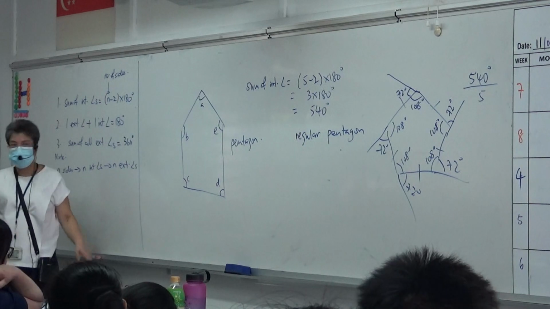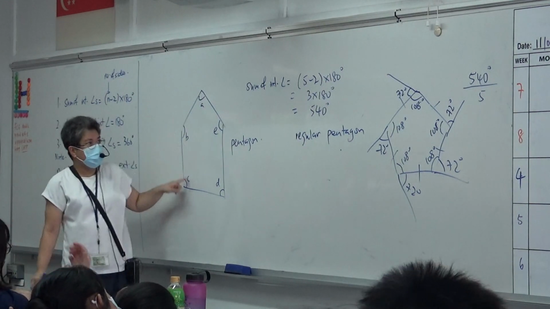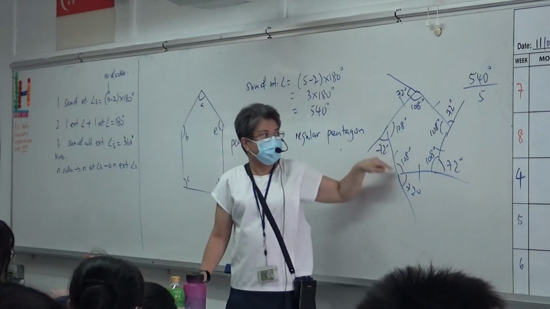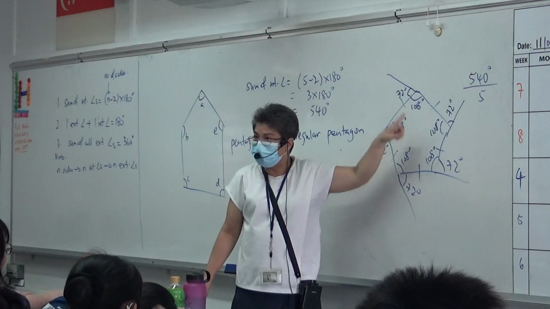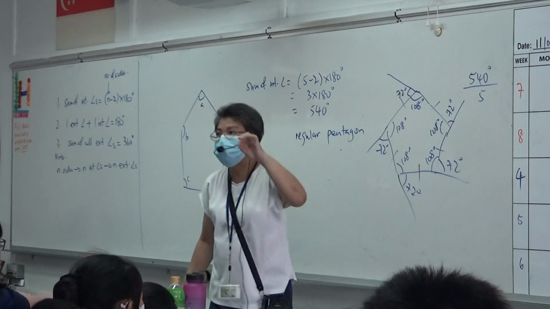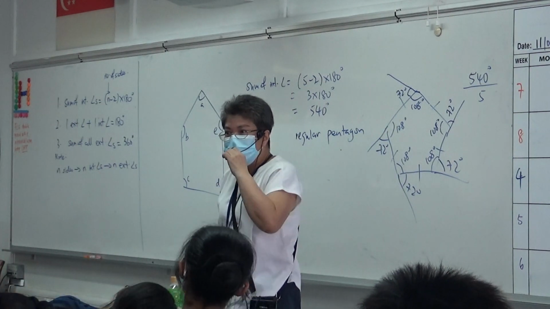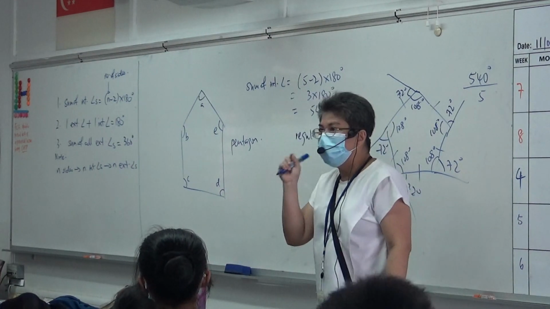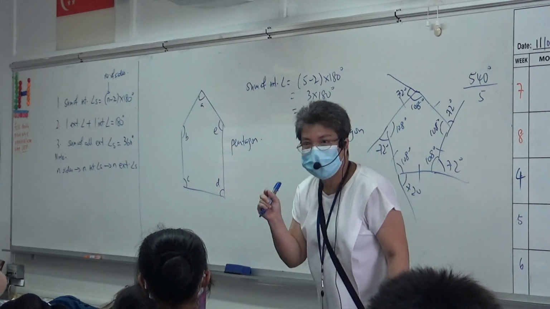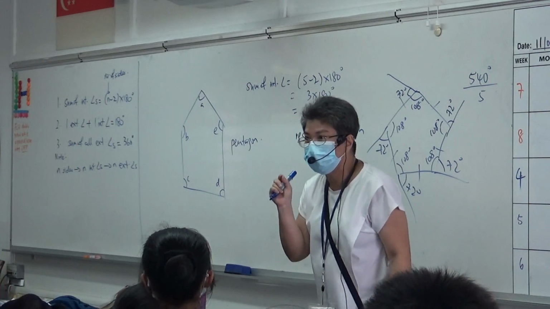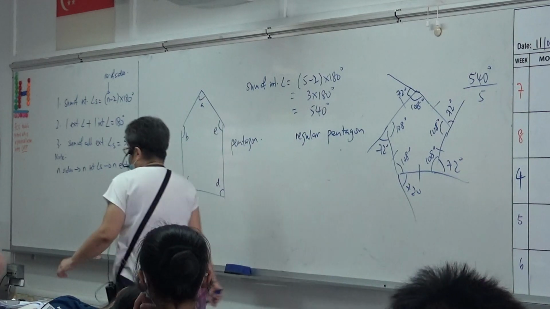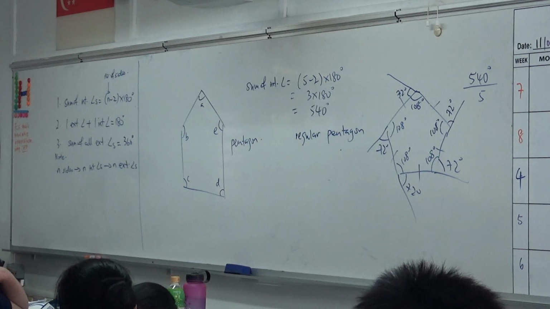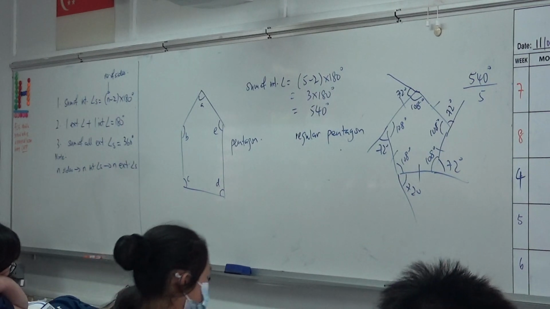Okay, repeat. If it's a pentagon, all these add up to 540. If it's a regular pentagon, all these still add up to 540. But each of them are equal. Understand? Once I say the word regular, that means all sides are the same, all angles are equal. Is that clear to everyone here? Yes or no? Okay, good.